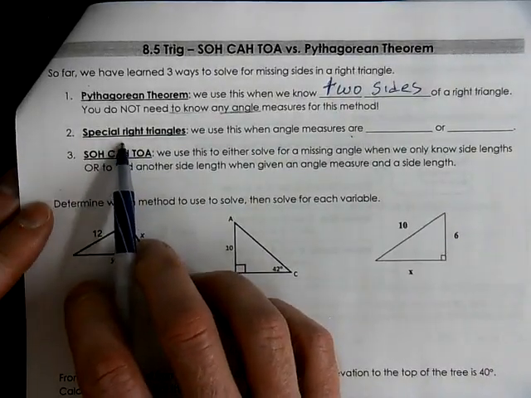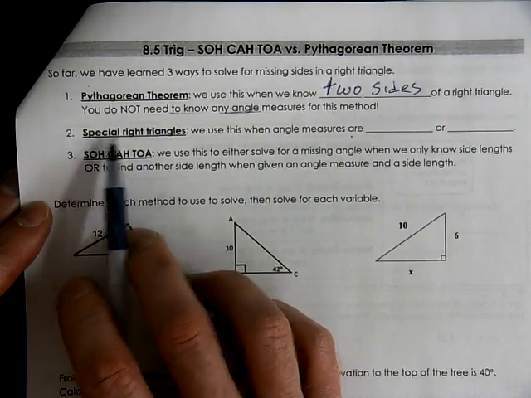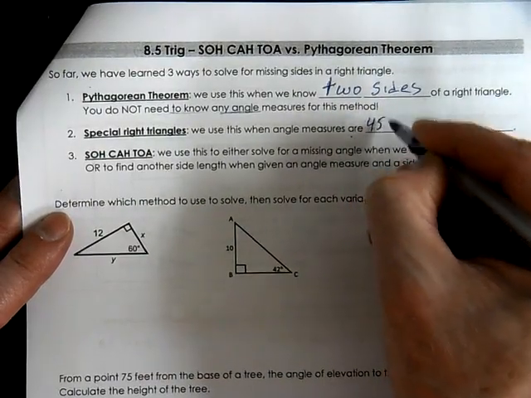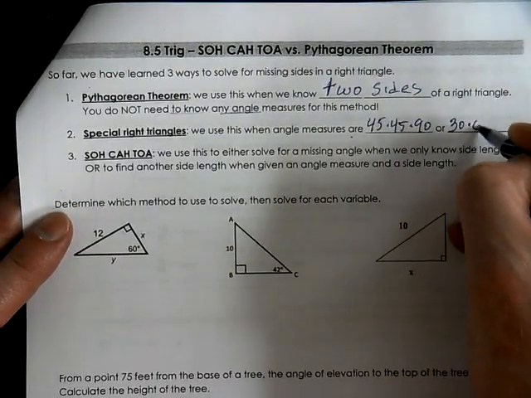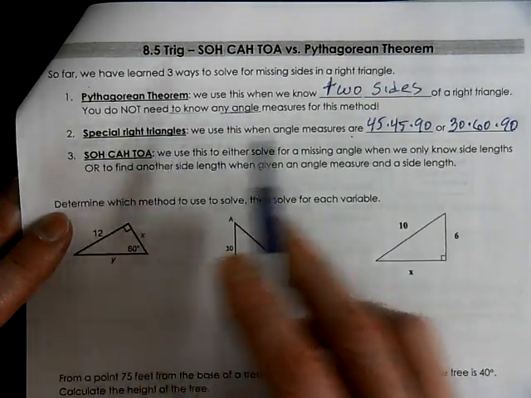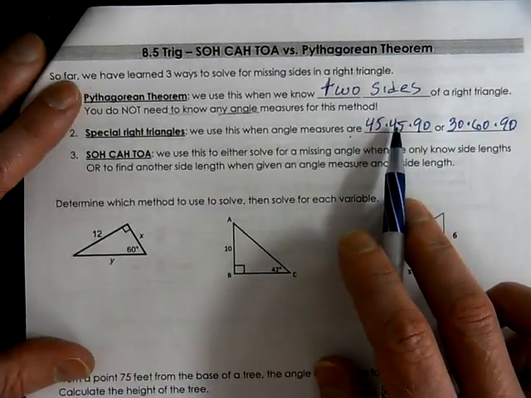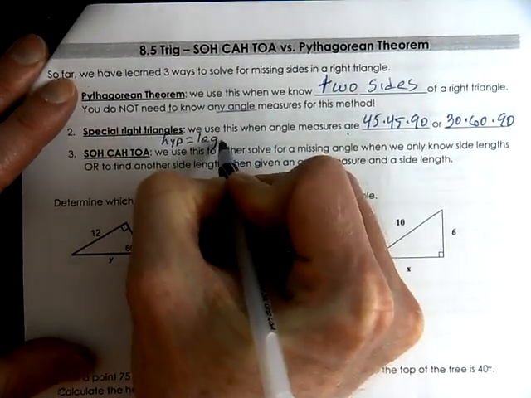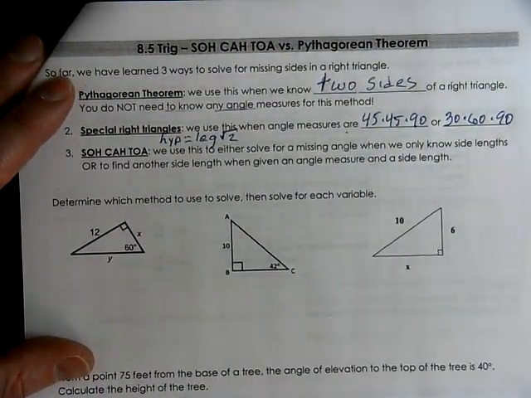There's another way we solve for sides of a triangle: special right triangles. That's when we use the rules of 45, 45, 90 triangles, or the 30, 60, 90 triangle. Those are called special right triangles. We learned what the rules were. For the 45, 45, 90, we said that the hypotenuse equals the leg times root 2.